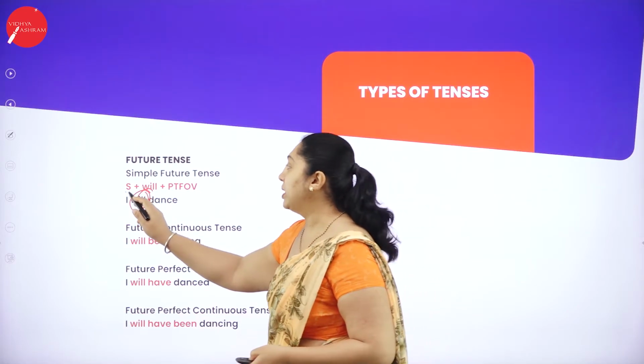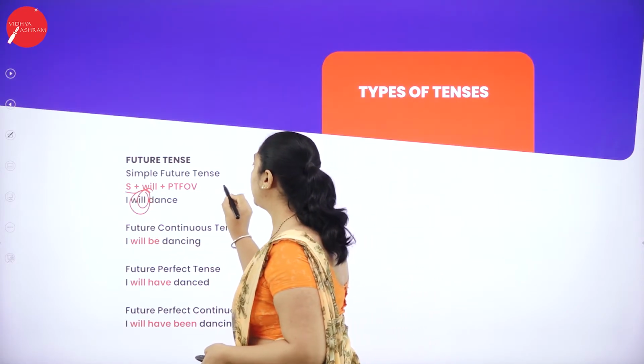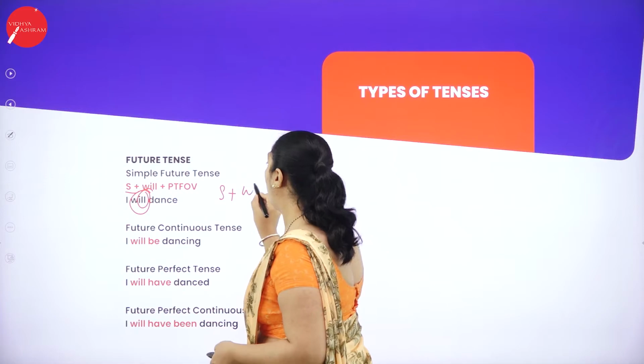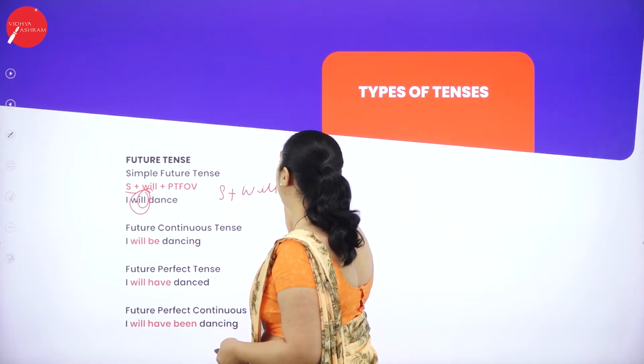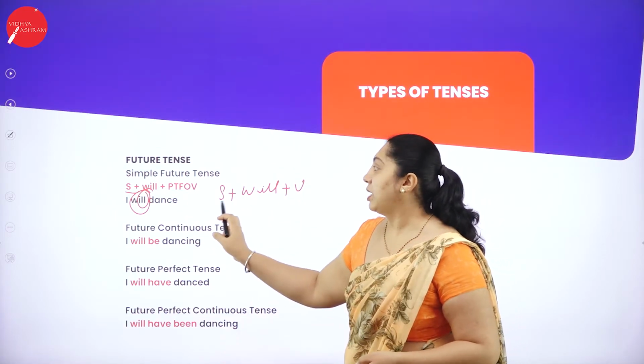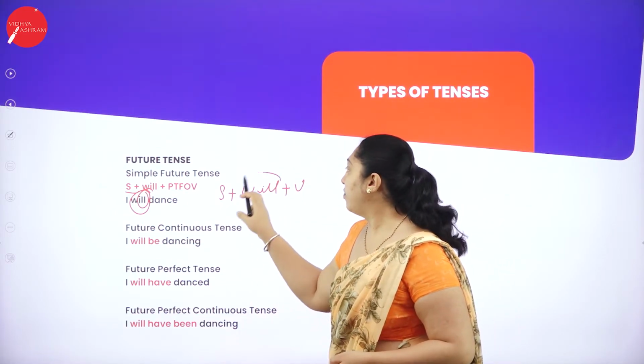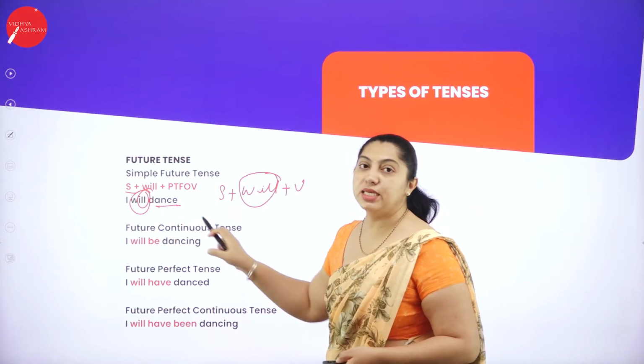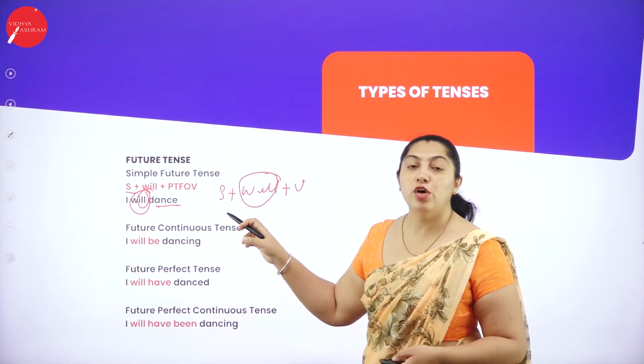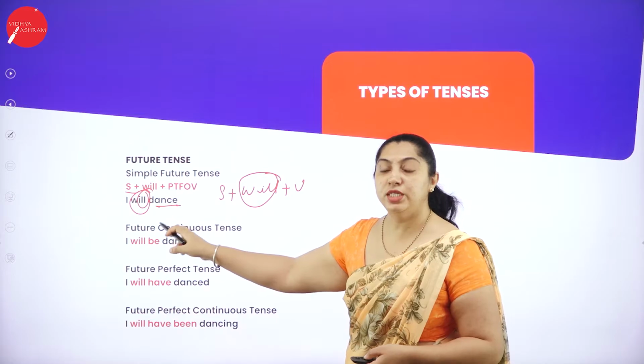So I will be the subject plus will plus verb. So here subject is I, the auxiliary verb is will and the dance is the verb, that is the future form of the word dance.